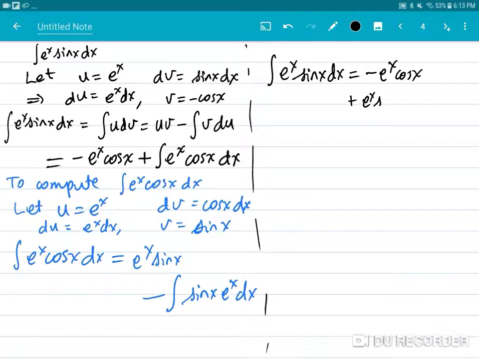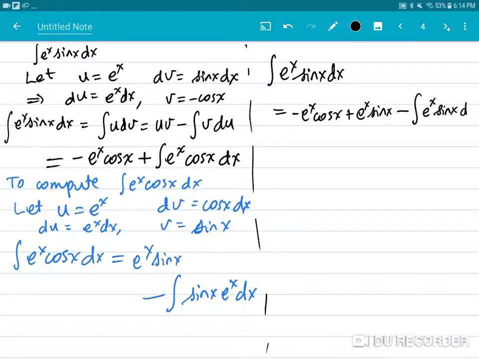e to the x sine x minus the integral of e to the x sine x dx. Let me relax this a little bit. Let me see if I can change this. This integral equals minus e to the x cosine x plus e to the x sine x minus the integral of e to the x sine x dx. Okay?